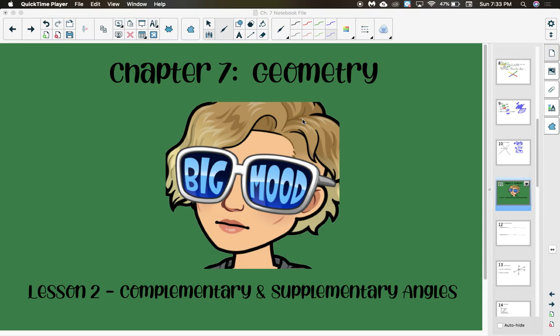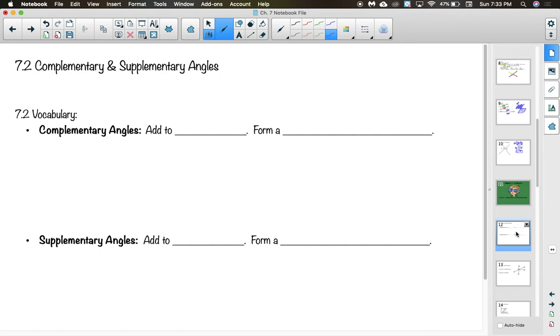If you haven't started making flashcards, make them now because there's a lot of vocab for this test, and flashcards are the best way to study. Okay, let's get started. Complementary and supplementary angles.